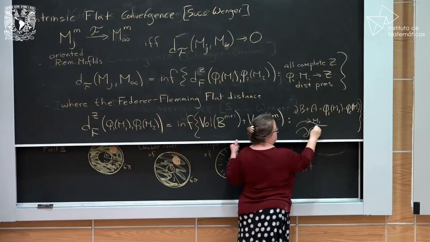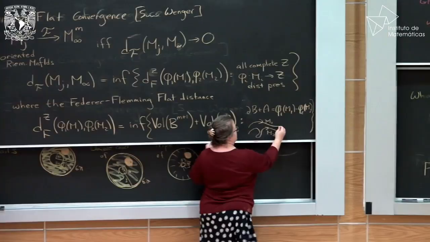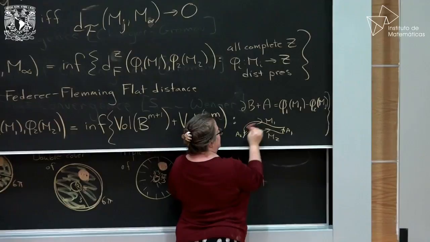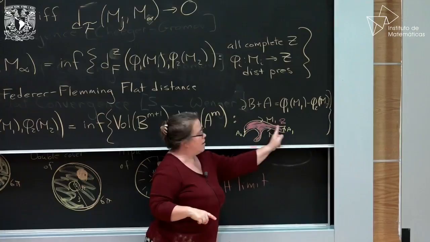And what A does, A makes it into a closed cycle. It has two parts in this picture. Now it's a closed cycle. And B fills it in with something one dimension higher. That's B. He's one dimension higher. We're saying the boundary of B is M1, M2, and these two little pieces.